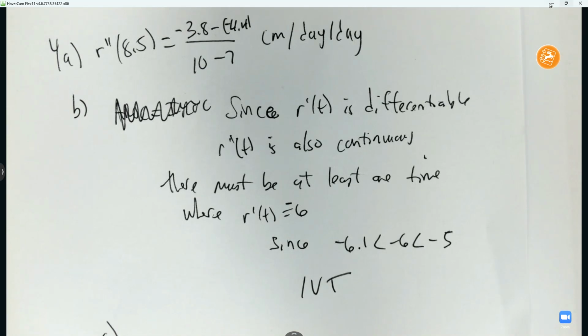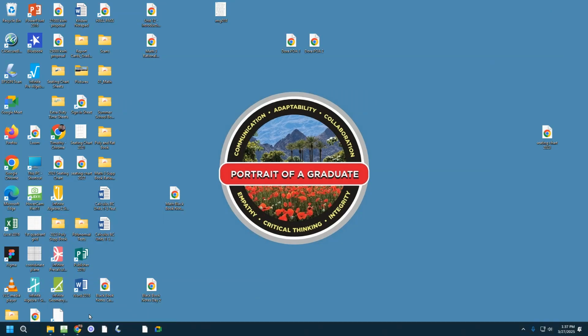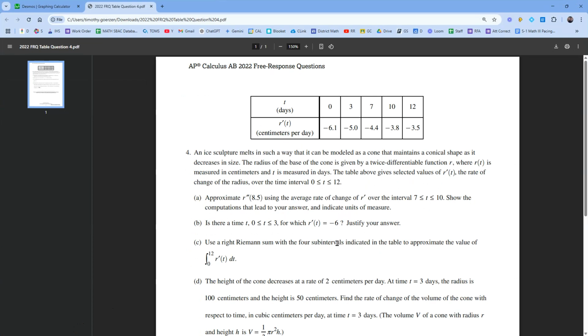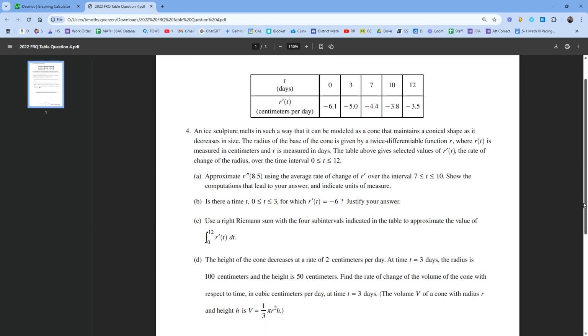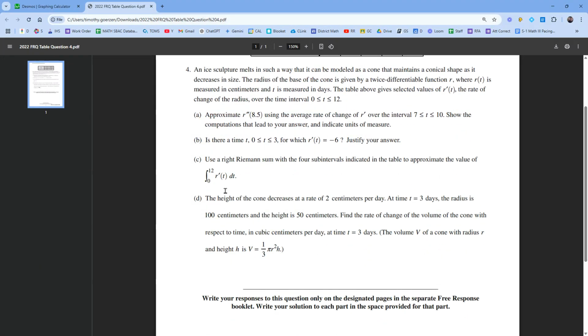Next one is, can you integrate with the table? So the second one was kind of a theorem, which is fine. The first one was derivative. How do we find derivative? Slope, right? y2 minus y1 over x2 minus x1. How do we integrate off it?